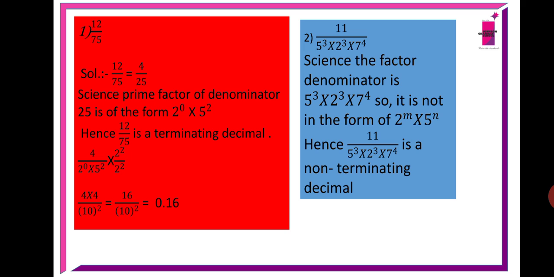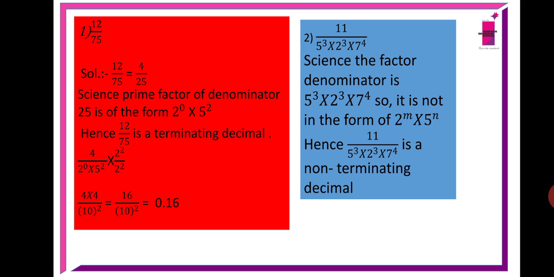Now here you can see it is 5 square in the denominator. So if you want to make it 10 power n, then you should multiply the same quantity of 2's as the quantity of 5's. That is, 5 square into 2 square. When you are making an equivalent fraction, the numerator should also be multiplied by the same. Now 4 into 2 square by 5 square into 2 square gives you 16 by 10 square. Now 10 to the power n moves the decimal n places towards the left side. It is 10 square, so the decimal moves 2 places towards the left. Now the answer will be 0.16.